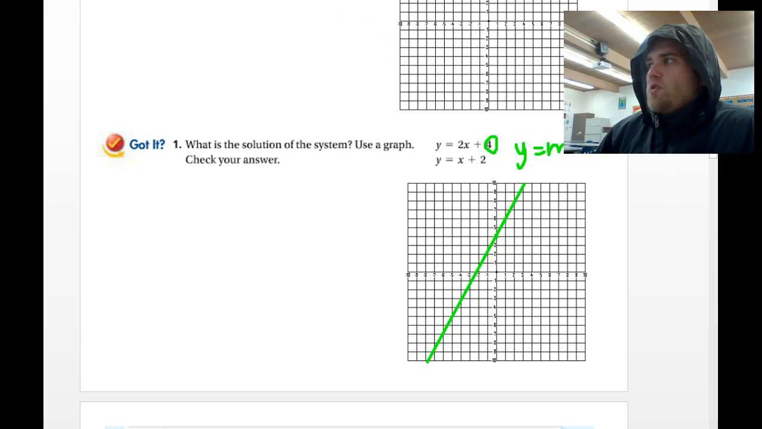And now let's change color. Let's mix it up a little bit. Let's go with red. Christmas theme. My y-intercept is 2. My slope is 1, so up 1 over 1, up 1 over 1. Down 1 over 1, down 1 over 1, and so forth. So we draw our line.